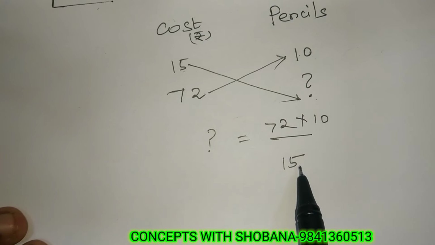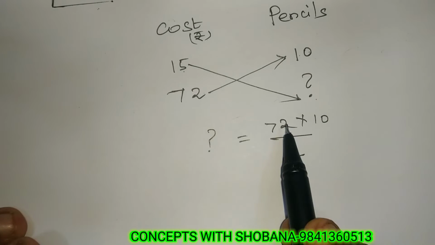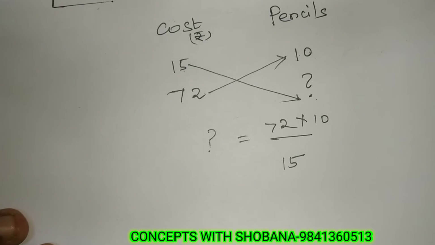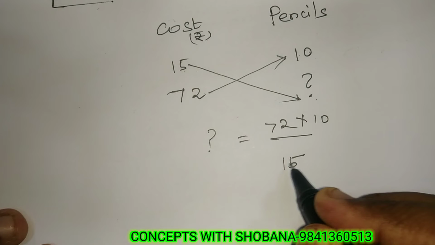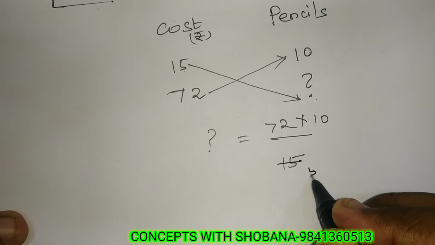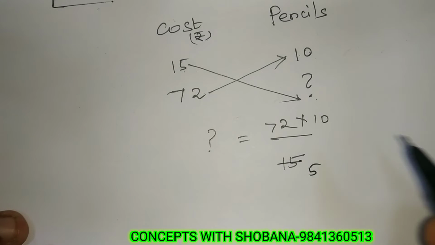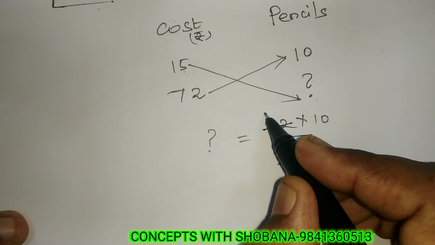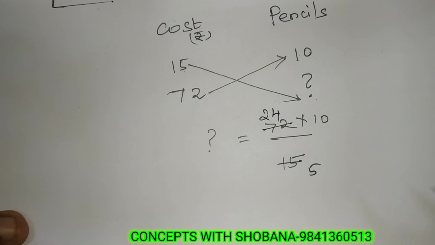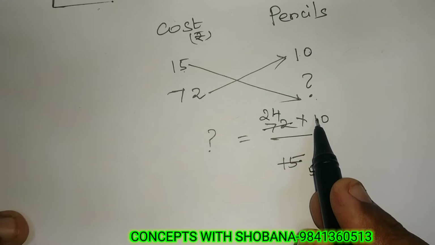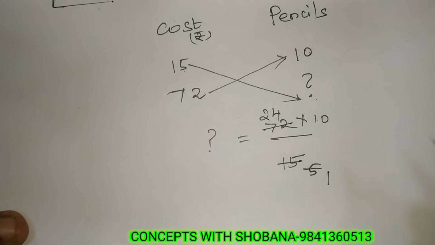72 and 15, you can cancel it using 10 and 15. We will do 72 and 15. We will cancel using 3 tables. 3 5s are 15. 3 8s are 24. Now you can cancel 5 and 10. 5 1s are 5 and 5 2s are 10.